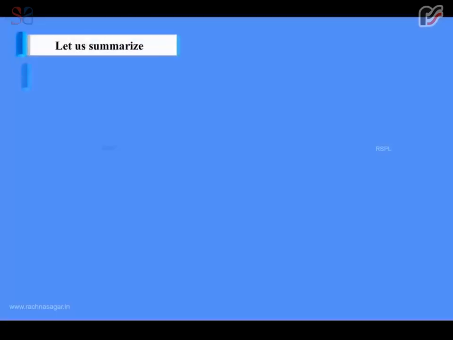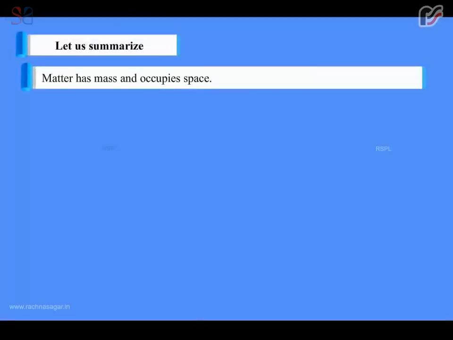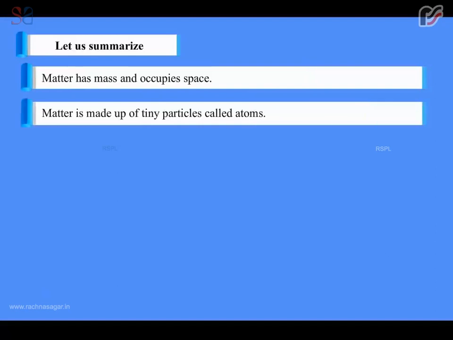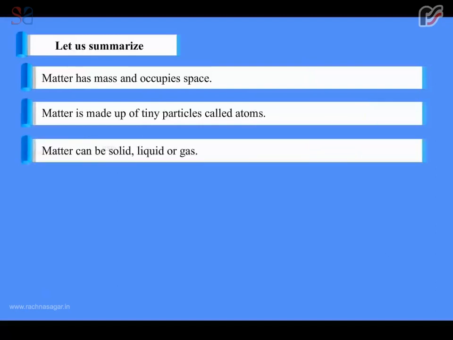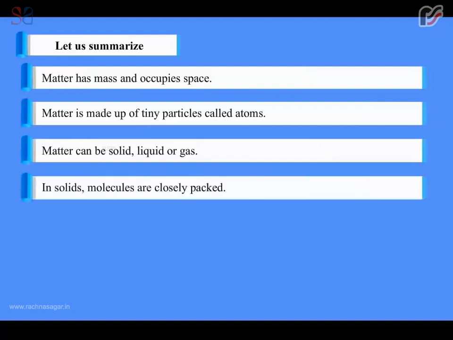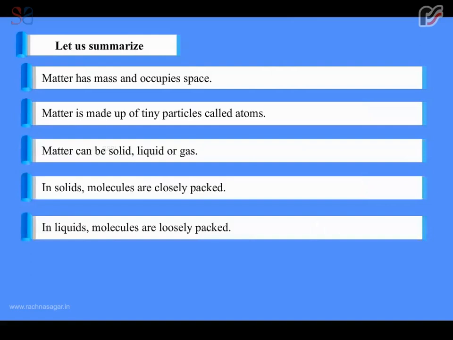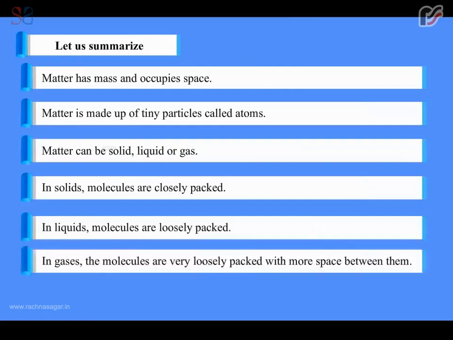Let us summarize. Matter has mass and occupies space. Matter is made up of tiny particles called atoms. Matter can be solid, liquid or gas. In solids, molecules are closely packed. In liquids, molecules are loosely packed. In gases, the molecules are very loosely packed with more space between them.